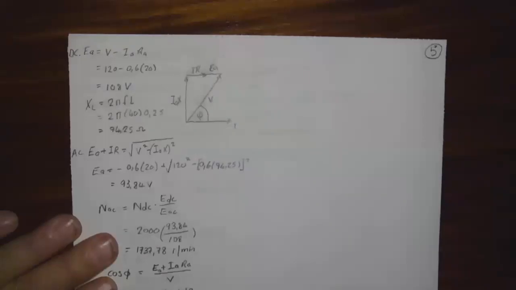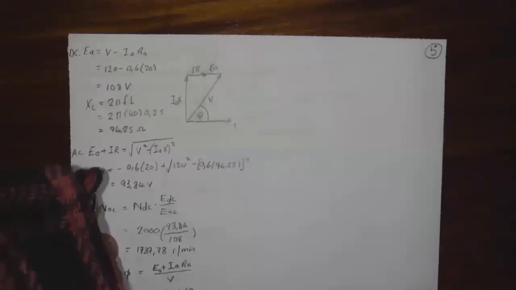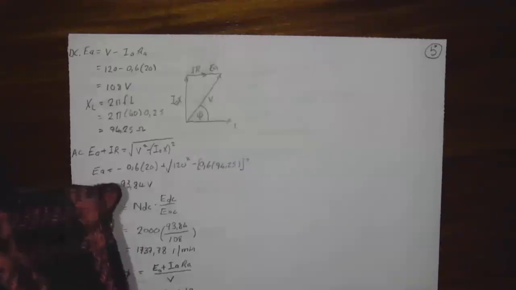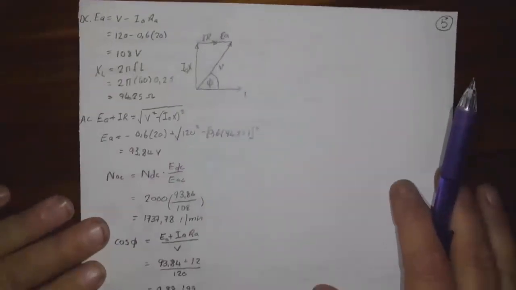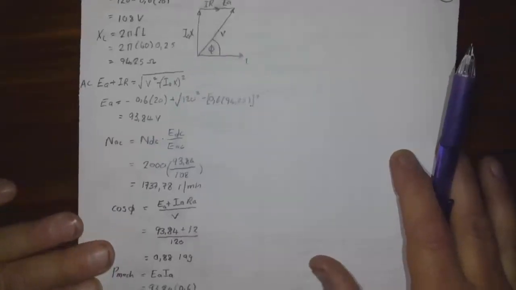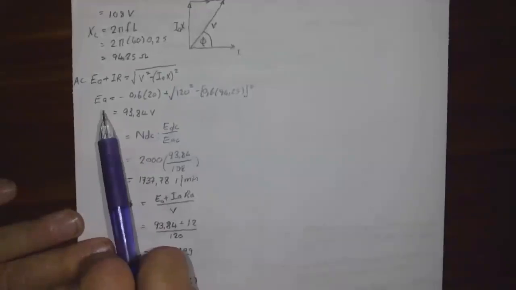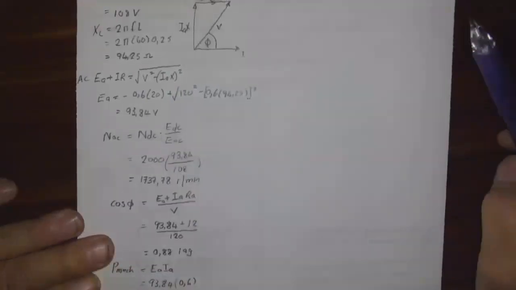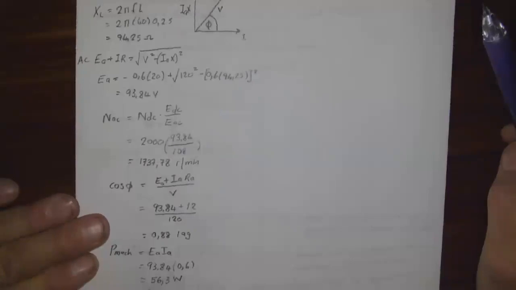So there we go. E is V minus IA RA, which was 120 volts minus 0.6 times 20, that gives us 108 volt. XL, 2 pi F L, and there we get it is 94.25 ohms. Now, if you look at the AC side, (EA plus IR) squared is equal to V squared minus (IA X) squared. That gives us EA is 93.84 volts.